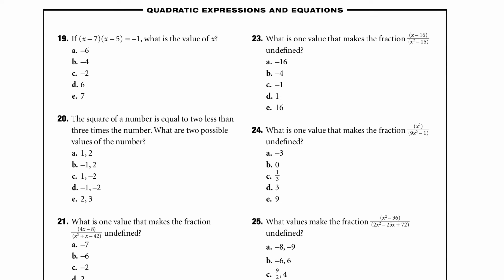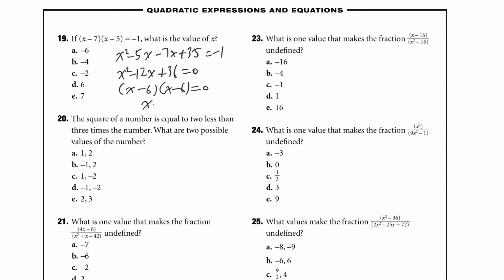Number 19, if x minus 7 times x minus 5 is negative 1, what is the value of x? So again, I'm going to expand the brackets. X squared... I might be going a bit fast, but once you get used to these types of questions, you should be able to fly through them. So x is equal to 6.